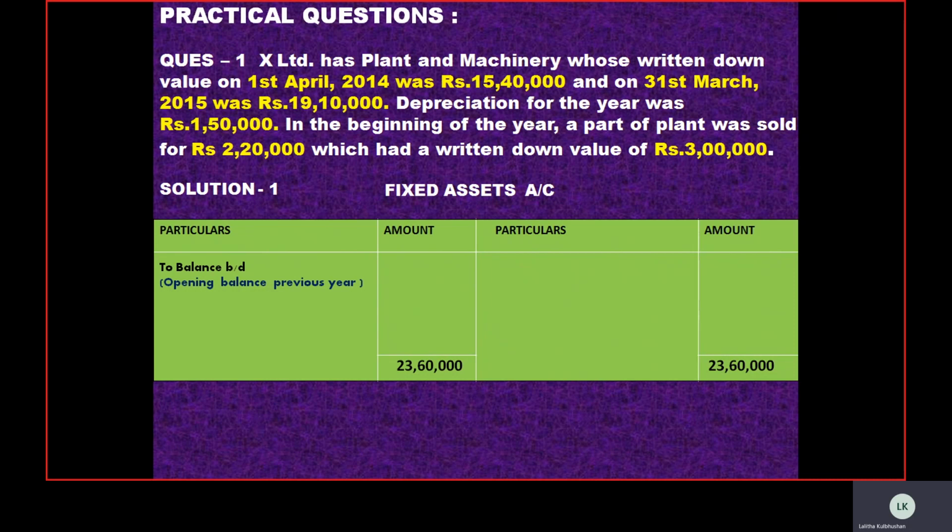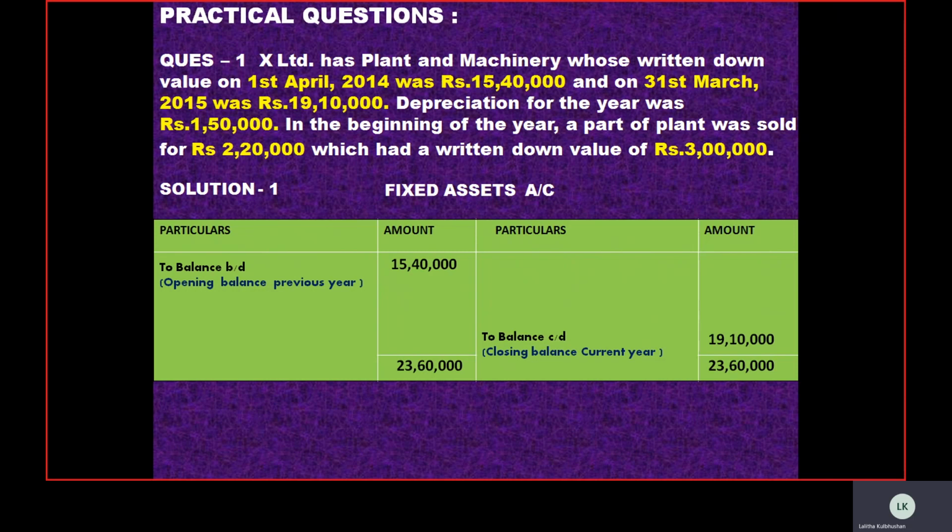And next, we will have the opening balance given to us in the question. How much is it? The previous year, 15,40,000. Now let's write down the closing balance. As per the format, it comes on the credit side. The value for the closing balance given in the question for 2015 is 19,10,000.